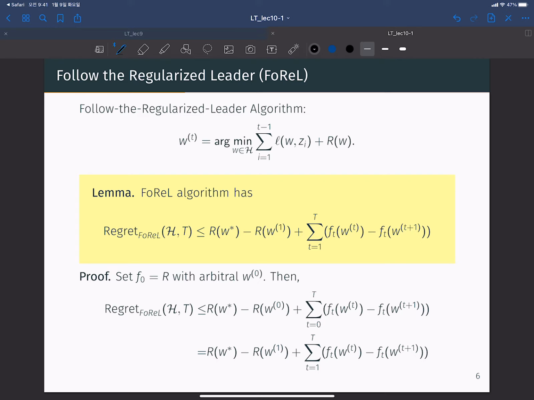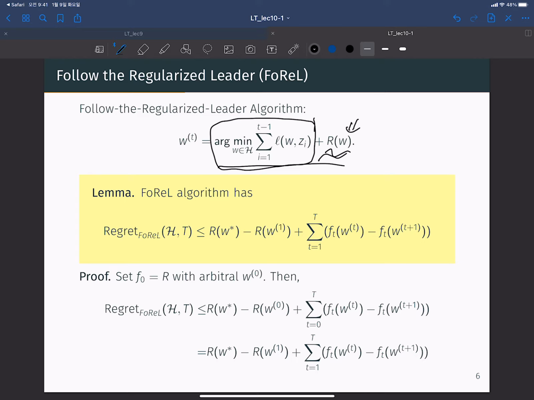One simple idea that can make a universal good algorithm is introducing regularization, like the R(w) function. Follow the leader rule does not have an R(w) function; it just minimizes the sum of loss functions. Follow the regularized leader rule includes the R(w) function.